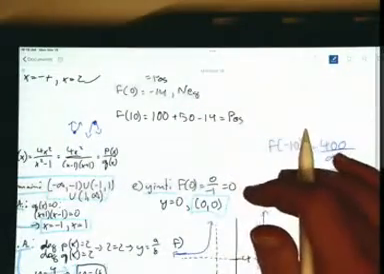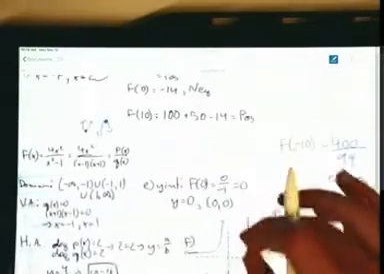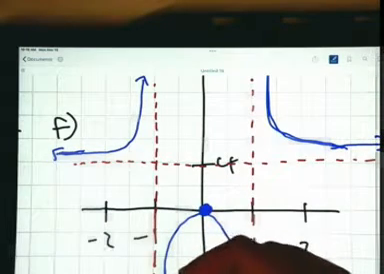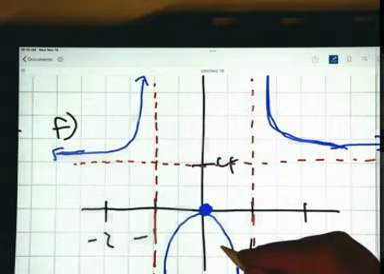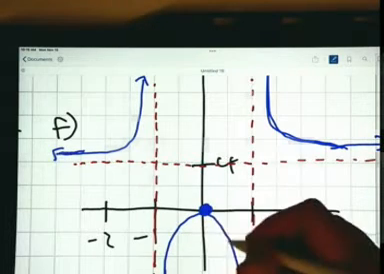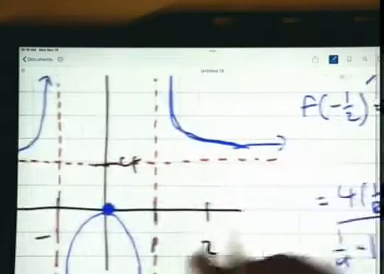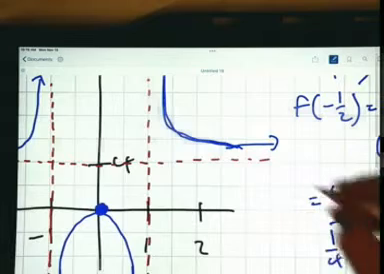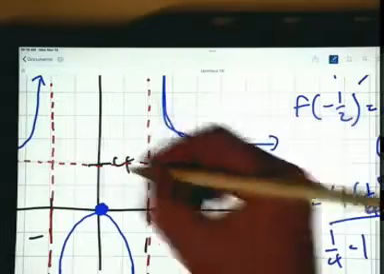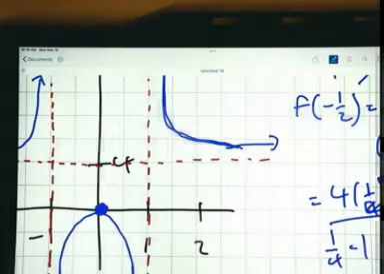Part G asks, as x goes to negative 1 from the where? From the right. As x goes to negative 1 from the right, the graph is going down to negative infinity. As x goes to 0, the graph is approaching 0. And as x goes out towards infinity, as my x's go out this way, my graph is getting closer and closer and closer to my horizontal asymptote at 4. Okay, what else can we look at?